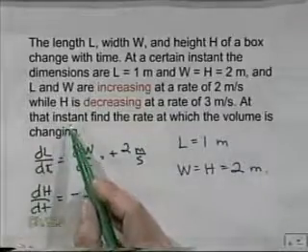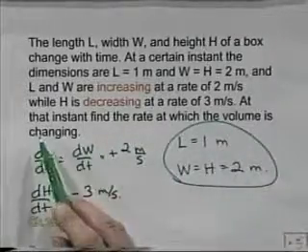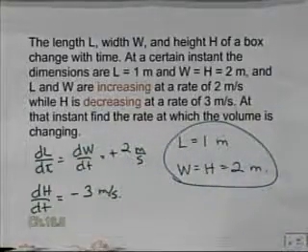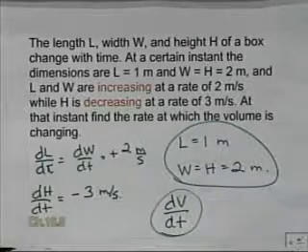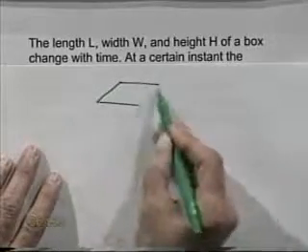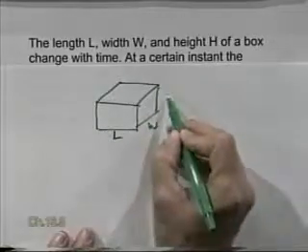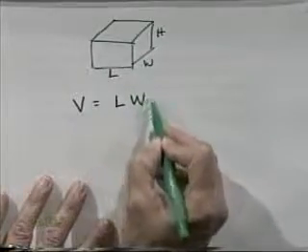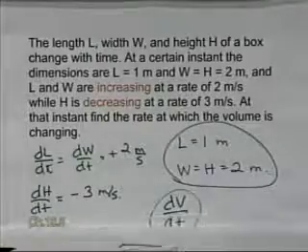At that instant, when the dimensions are this, and the dL/dt's and dH/dt are this, find the rate at which the volume is changing. So what are they asking me to find? They want me to get dV/dt. That's what they want. So I go, oh, I've got myself a box. It has a length, it has a width, it has a height. Last time I looked, volume was length times width times height. Now they want dV/dt, but I'm not going to worry about that.